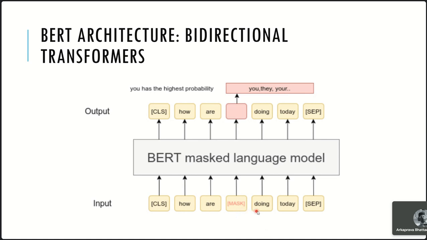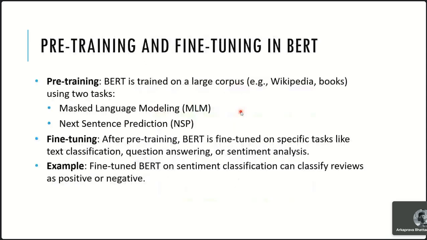How are Dash doing today? So the possible outputs that you would be having are you, they, your, etc. The one with the highest probability will be selected for this masked word. So the probable word would be you itself. Fine. So this is how your BERT model works.